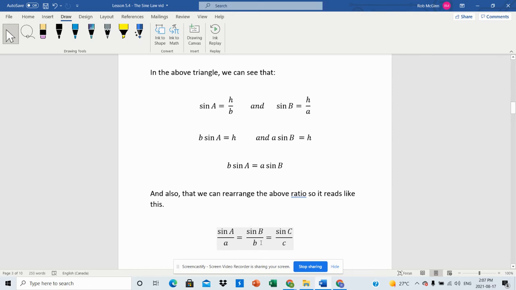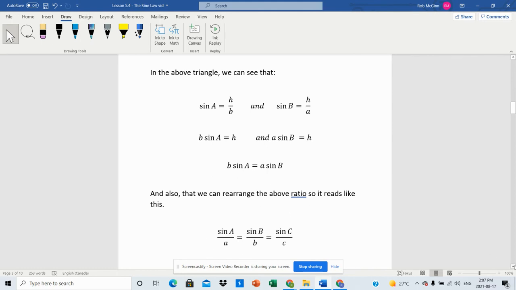And we can even extend this further had we done an altitude from vertex B or vertex A. We'd also see that sine C divided by little length c is equal to sine b over side length b and sine a over side length a. So this right here is our sine law.